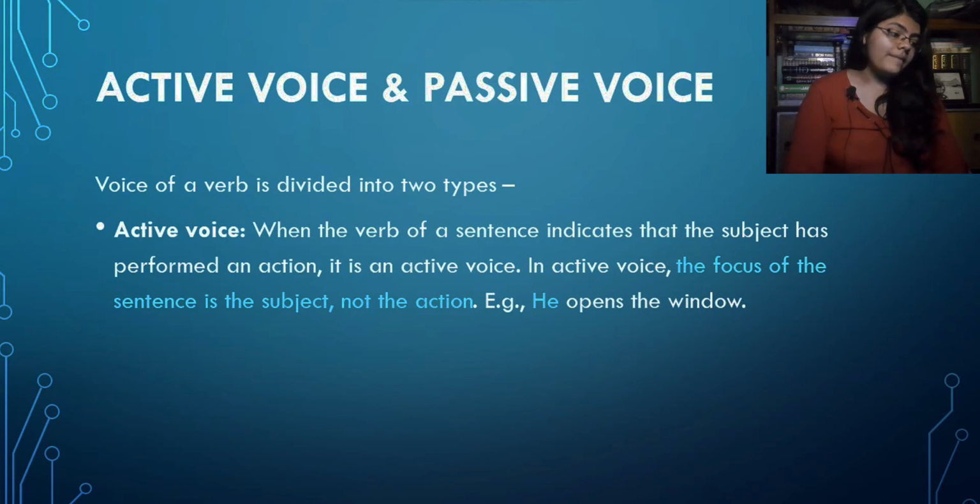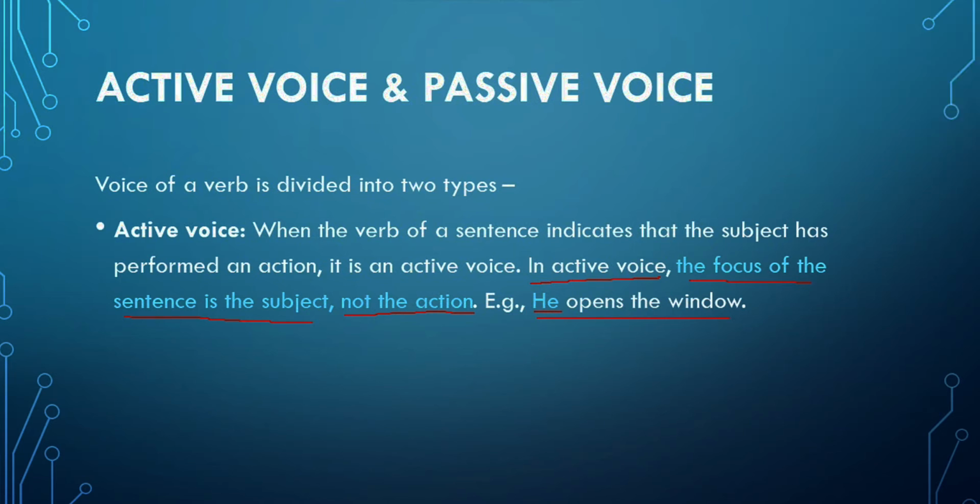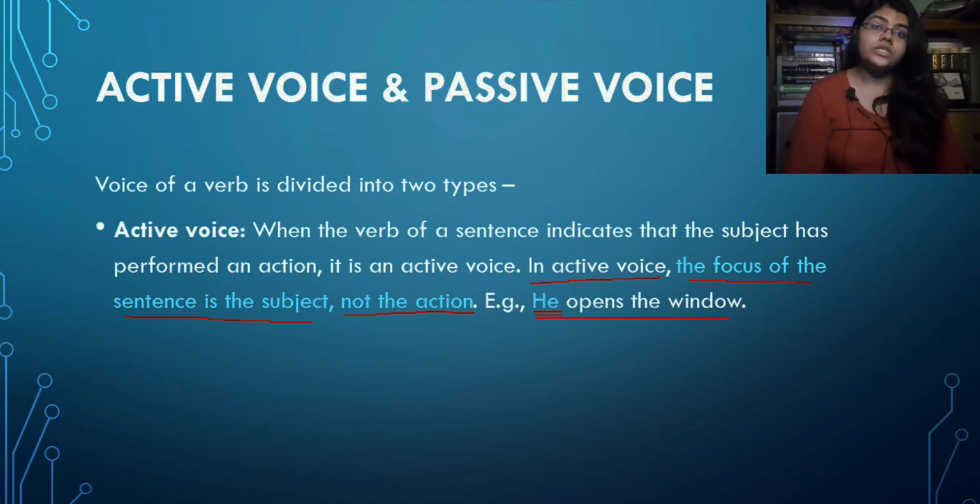Let's see. In active voice, the focus of the sentence is the subject, not the action. It's very easy to understand. We already saw that in the previous example. Let's see some example here. For example, he opens the window. Here we can see that he is the subject and he is the focus of the sentence, not the action which is opens here, right? So, he opens the window. Here, this is an example of active voice.